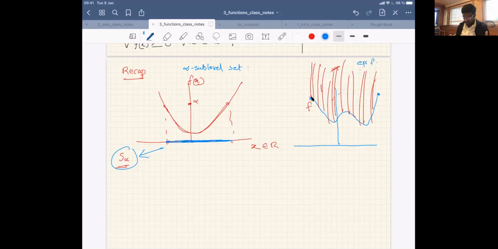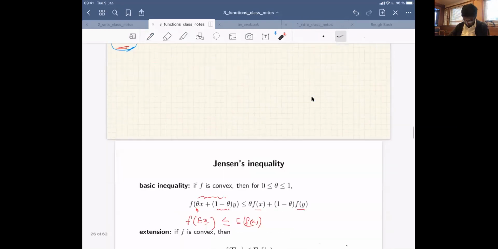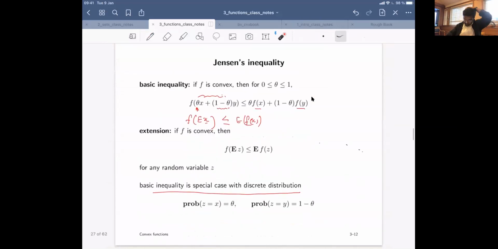So the important thing is these two, the alpha sublevel set and the epigraph, are sets. The sublevel set is the set containing all these points, and the epigraph is a set containing all these points. So these two are sets actually. Let's continue. Now we were at Jensen's inequality.